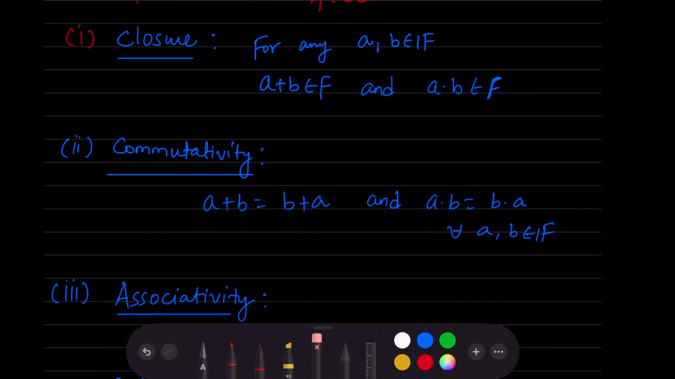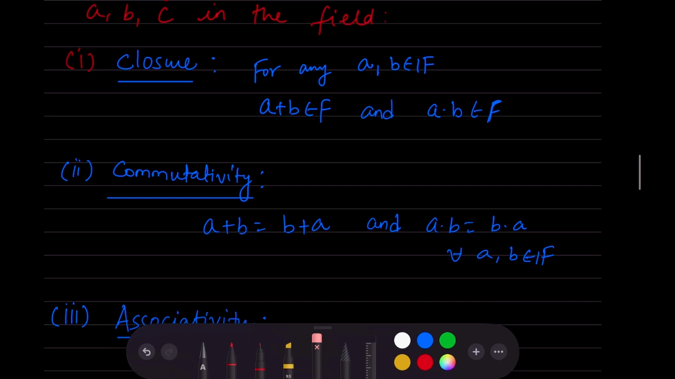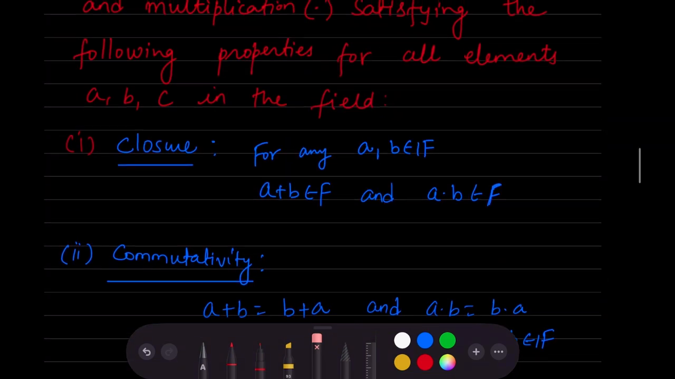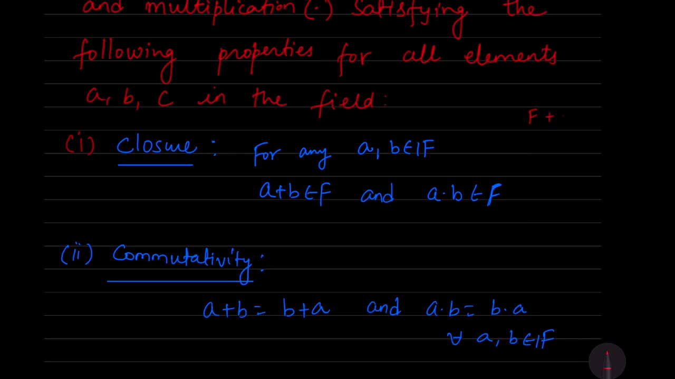Okay, two operations, that is addition and multiplication. I will write here: F is a vector space with two operations. F is any non-empty set with two operations. So the first property is satisfying closure. Closure means if we take two elements in F, F is a non-empty set, so we take both elements, then a plus b belongs to F.